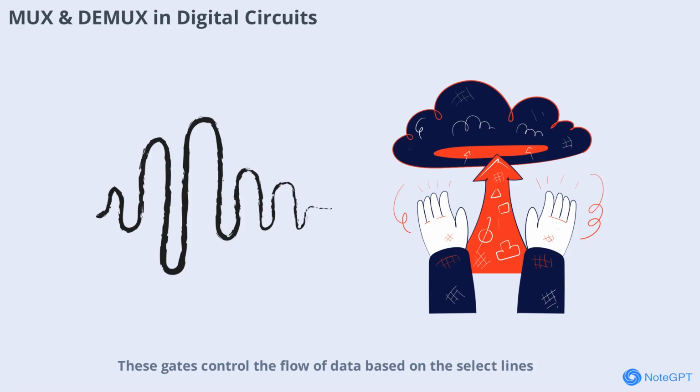These gates control the flow of data based on the select lines, ensuring that information travels to the right place at the right time. Understanding how these circuits work is key to designing efficient digital systems.